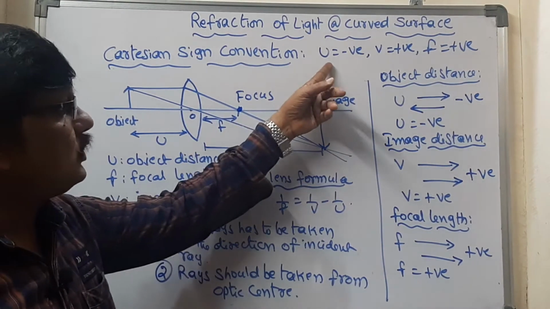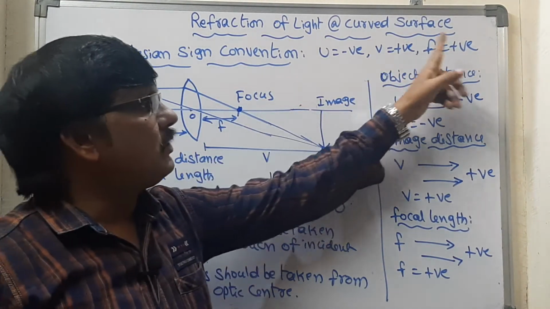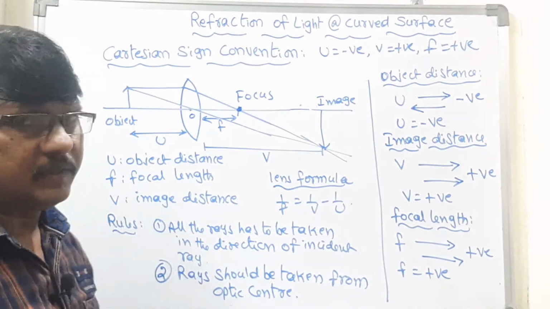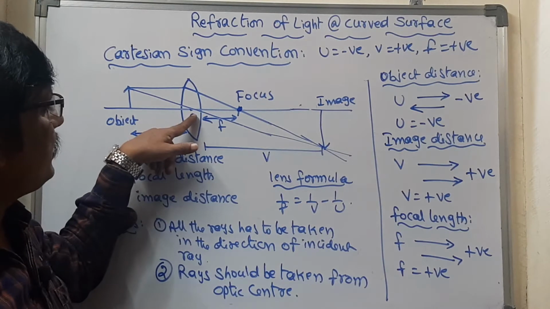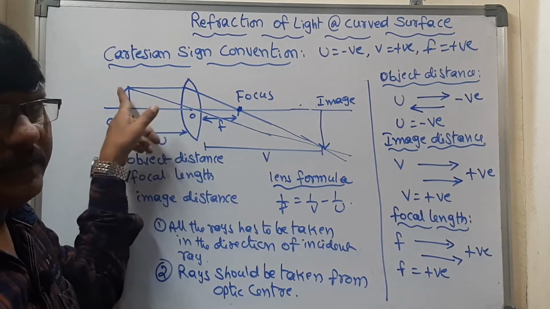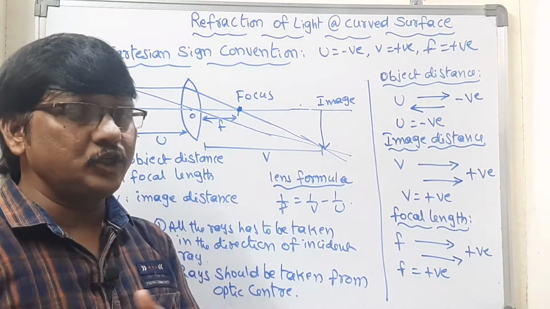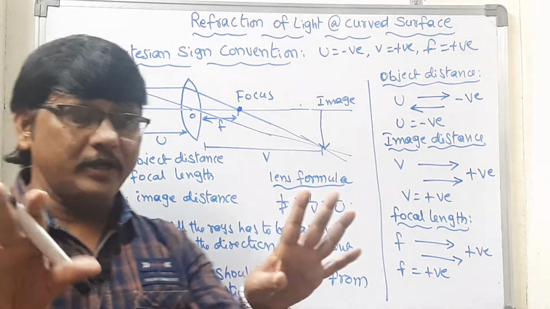Then we can consider u is negative, v is positive, f also positive. So no confusion. One simple exceptional case is there: if the object is placed between the optic center and focus, that time the image will also form on the same side. That is a secondary case. That is another situation we will discuss.